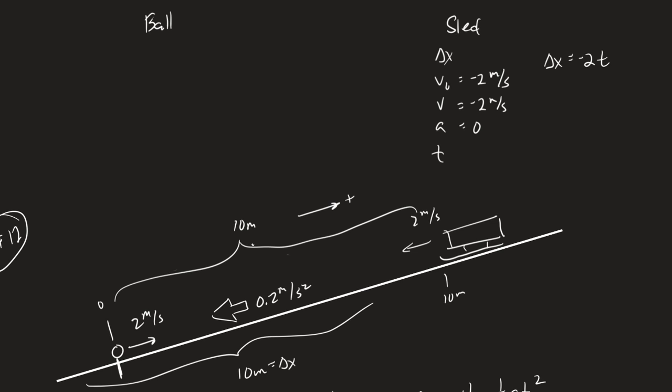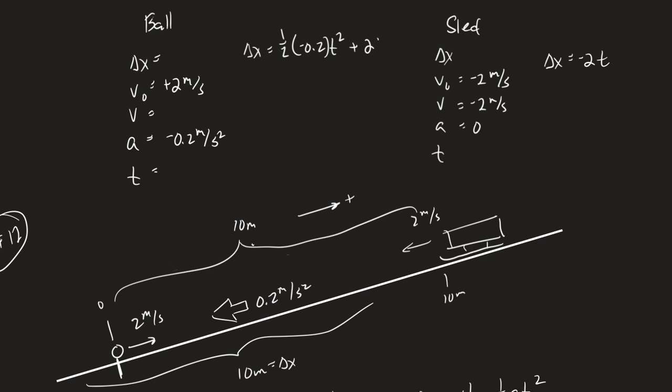Now, the ball. Delta x, v naught, v, a, t. Initial velocity is 2 meters per second, and it's up the ramp. Acceleration is negative 0.2 meters per second squared. And that's all we have. So delta x equals 1/2 times negative 0.2 t squared plus 2t.